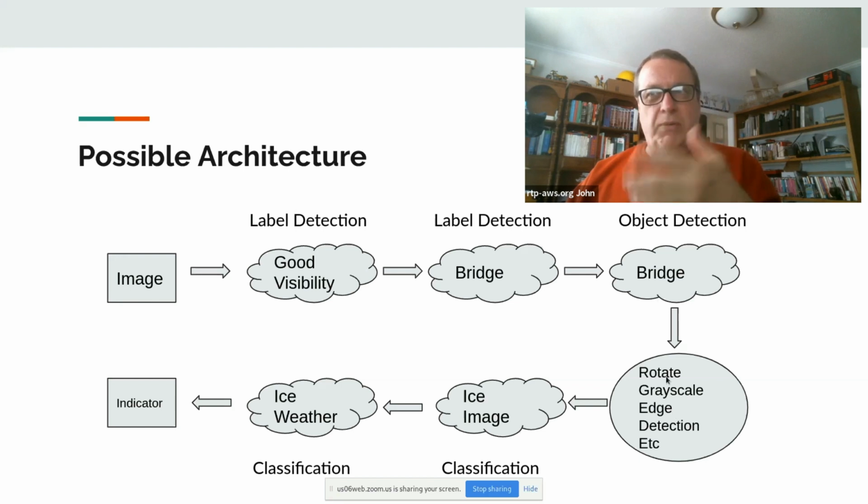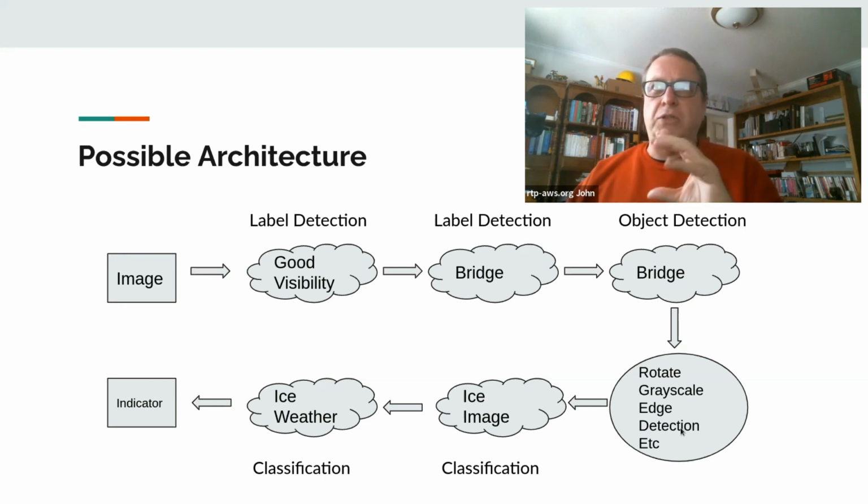There is going to be a little bit of image processing in terms of do we need to rotate, grayscale, edge detection, etc. And in this possible architecture, I'm putting it at this point, but it may actually be fitting into different places along the checkpoint, right? And then you could do classification. Does this image have ice, or do we have a custom model that detects ice? And then you could throw in the weather, right?